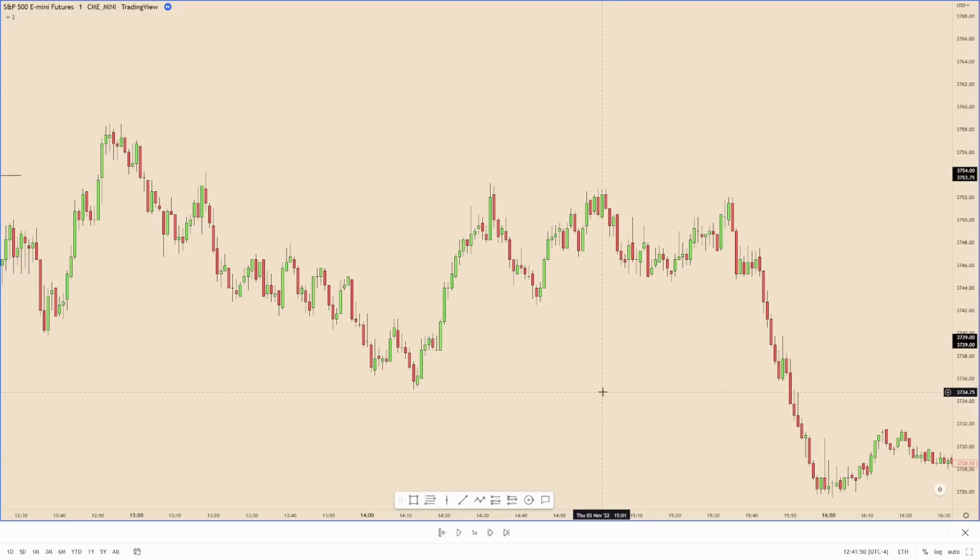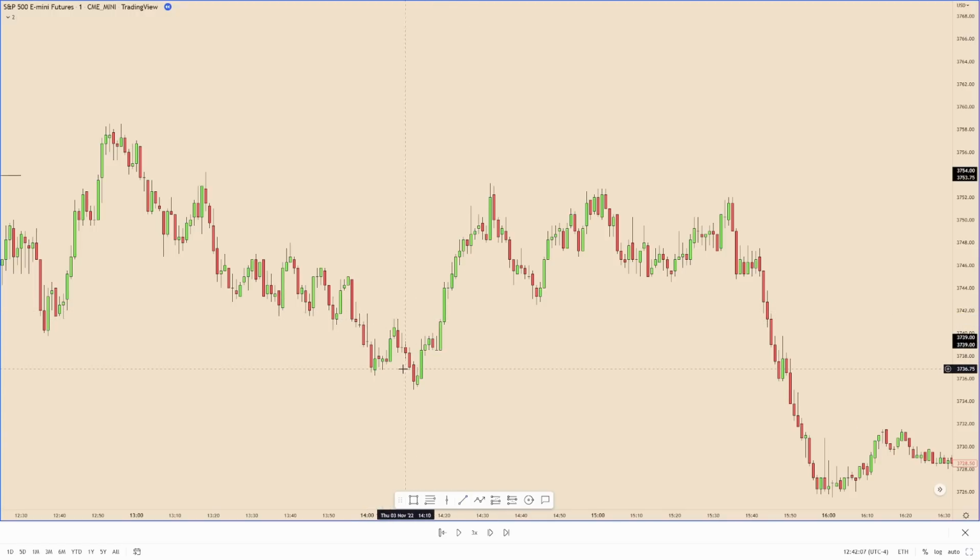So for those of you that don't know, displacement is just large aggressive candles with closes in the high or the low, such as here, right? Displacement candle, but you want to see it over structure. So if you notice these aggressive candles break structure up, that is displacement over structure.